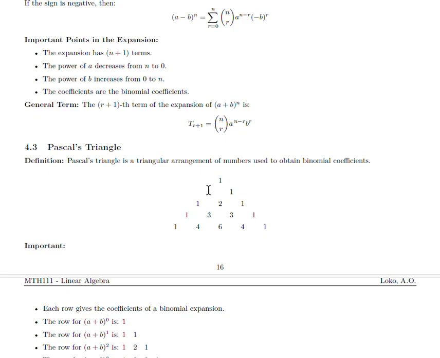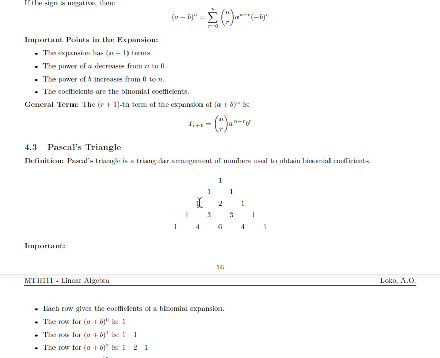We have 1, 1, 1. Then we start summing. 1 plus 1 will give us this 2, right? And then we'll begin with 1, end with 1. We'll begin with 1 again on the next line, end with 1.